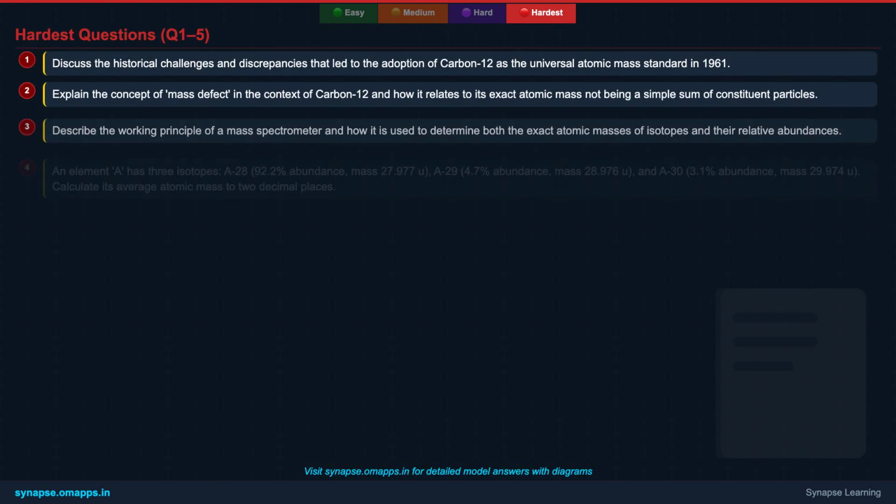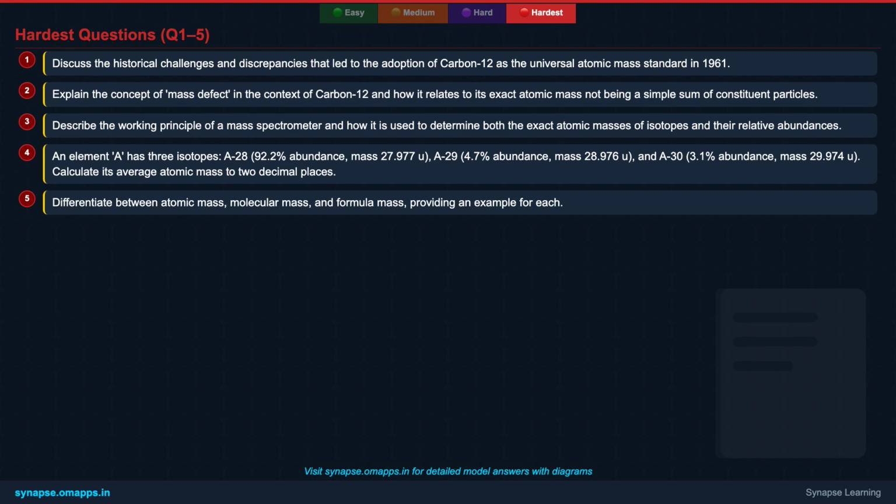All right, brightest minds, prepare for the ultimate challenge. Here are your first 5 hardest questions. Discuss the historical challenges that led to the C-12 standard. Explain the mass defect in C-12. Describe how a mass spectrometer works. Calculate the average atomic mass for element A with given isotopes and abundances. And differentiate between atomic, molecular, and formula mass. Take your time, these require deep thought.